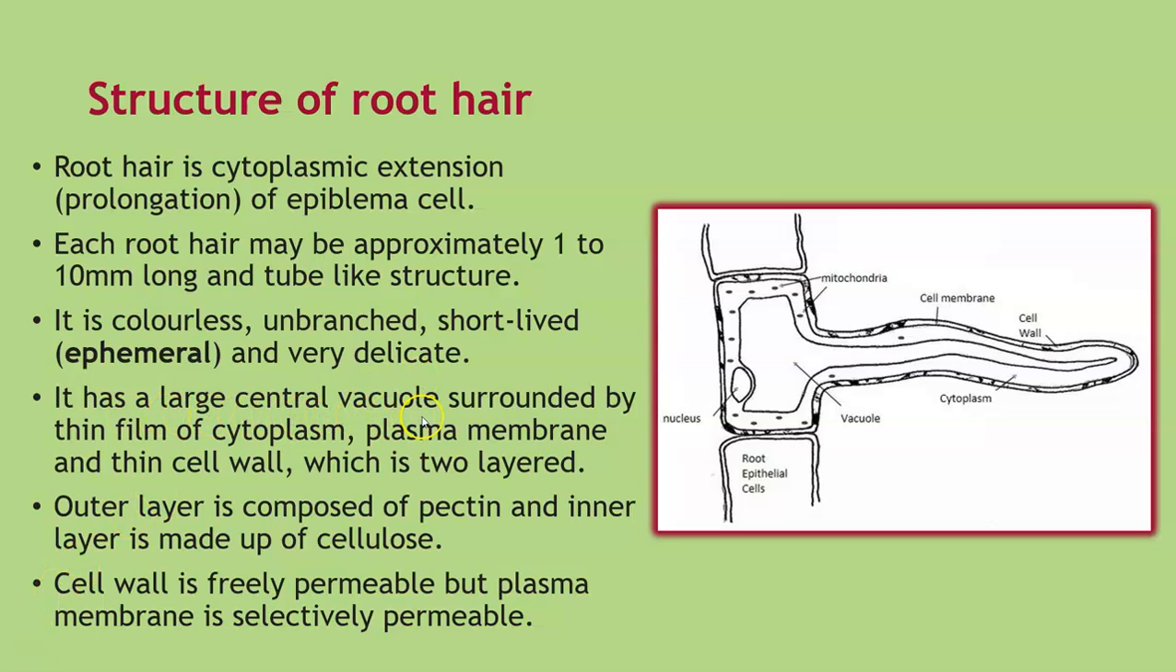It has a large central vacuole surrounded by a thin film of cytoplasm, plasma membrane, and a thin cell wall, which is two-layered. If you have a look here, you can see the two-layered cell wall. The outermost layer is composed of pectin, and the innermost layer is made up of cellulose. The cell wall is freely permeable, but the plasma membrane is selectively permeable. So this is the basic structure of the root hair, which is an important part of the root for the activity of absorption of water and minerals.